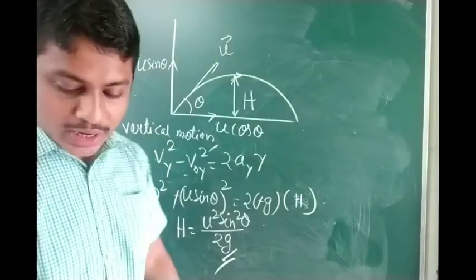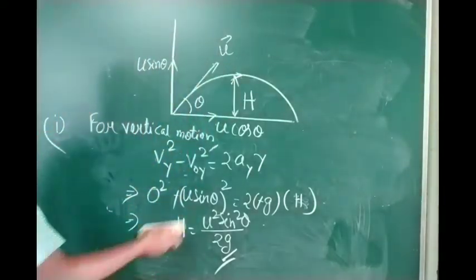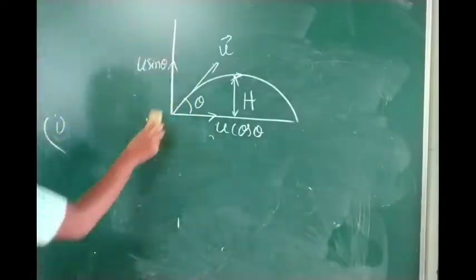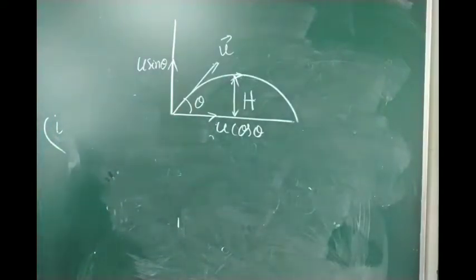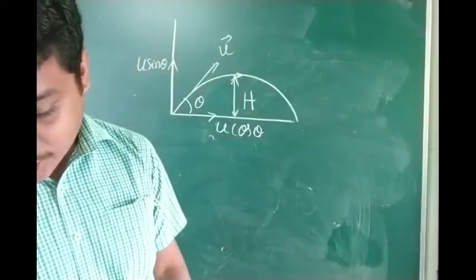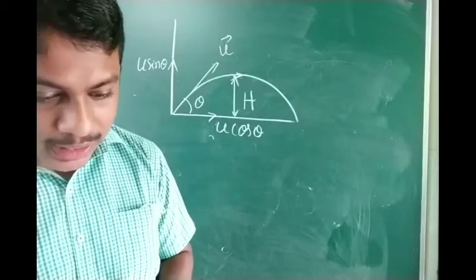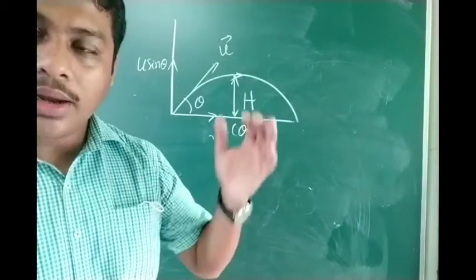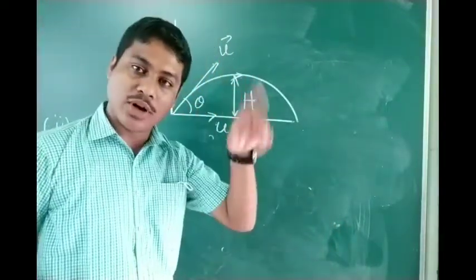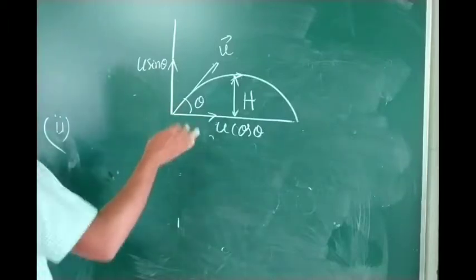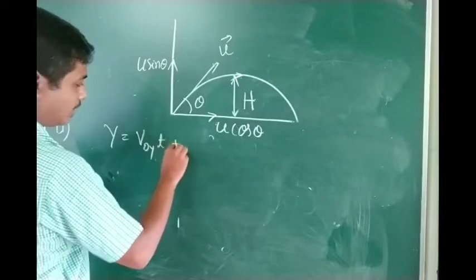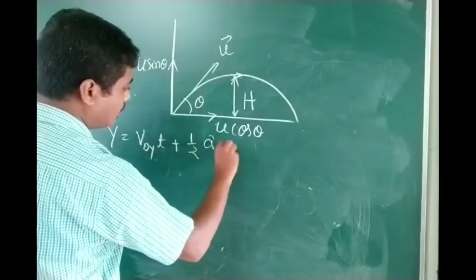The next question was to find the time of flight. Let us calculate the time of flight. Question number 2. For the time of flight, which equation will you use? I have already told you in class that for calculating the time of flight you have to follow the second equation of motion along the y direction, because the time is changing along y. So y equals V naught y t plus half a y t whole squared.